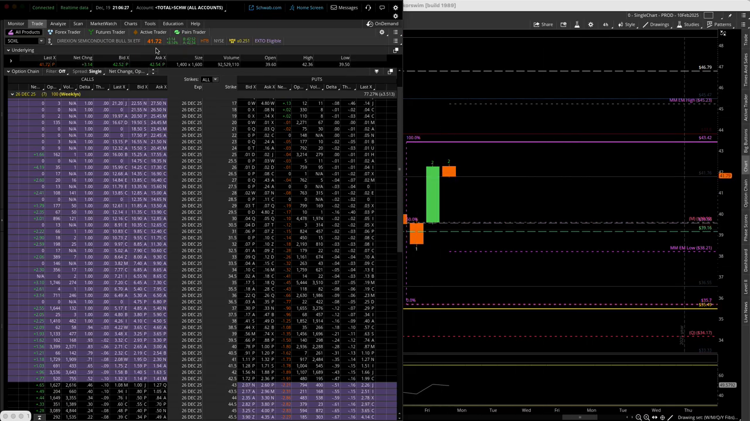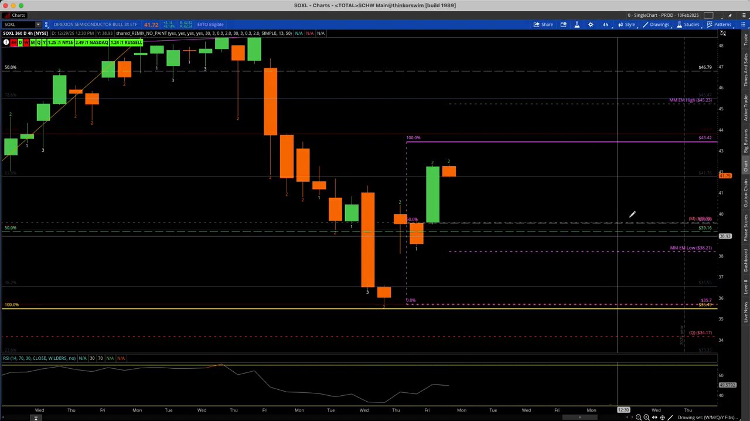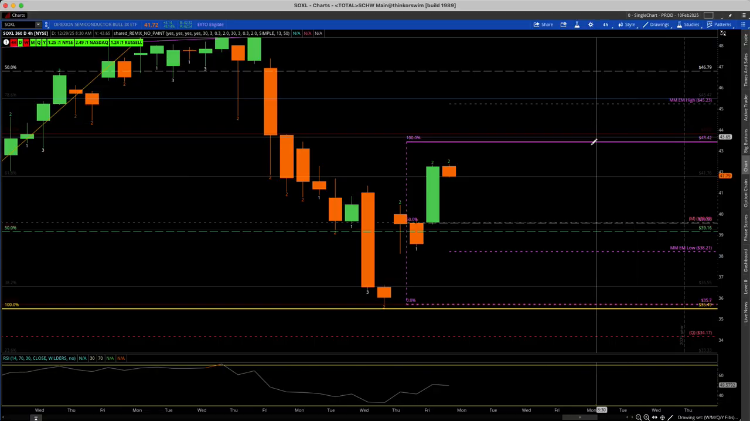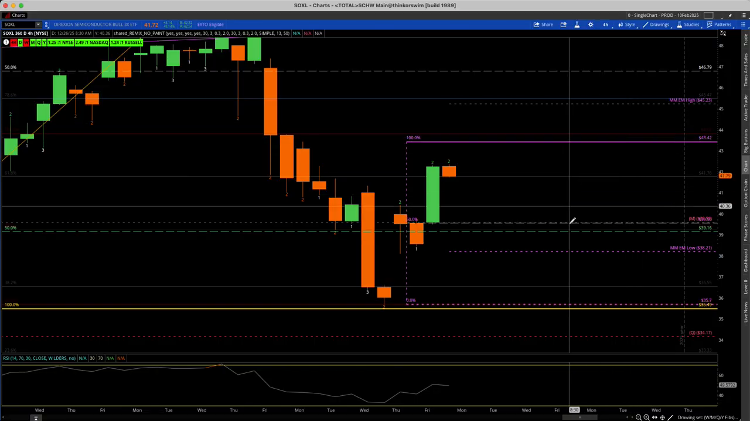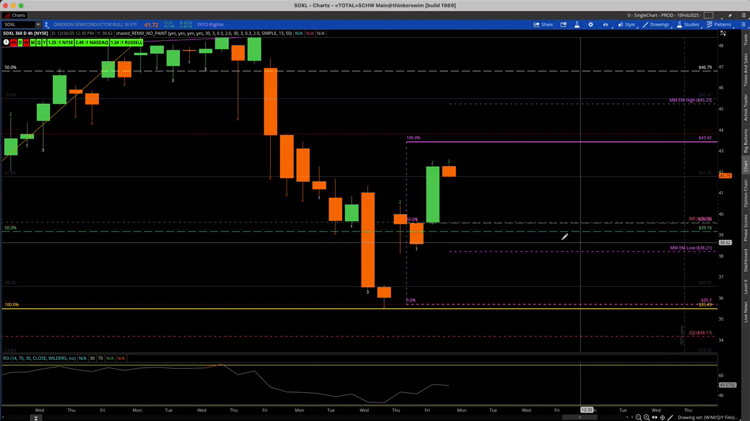So if we look at the close of Friday, that's 41.72. You add $3.51, that's 45.23. Subtract $3.51, that's 38.21. So that gives us a range that the market makers expect us to trade in the week of December 26th, between 45.23 and 38.21.